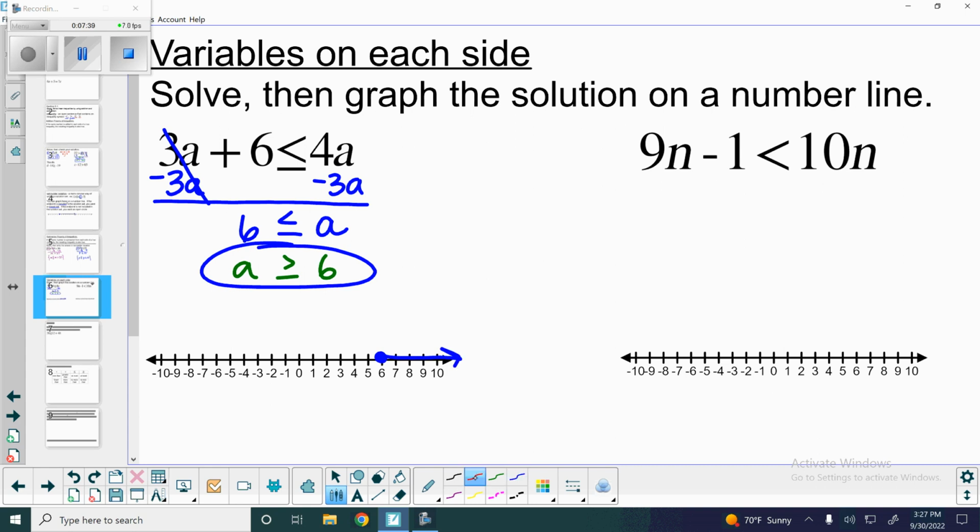Now, same thing for this next one. Okay, I have variables on both sides. So I'm going to look at 9n and 10n, and I'm going to cancel 9n out to the other side.